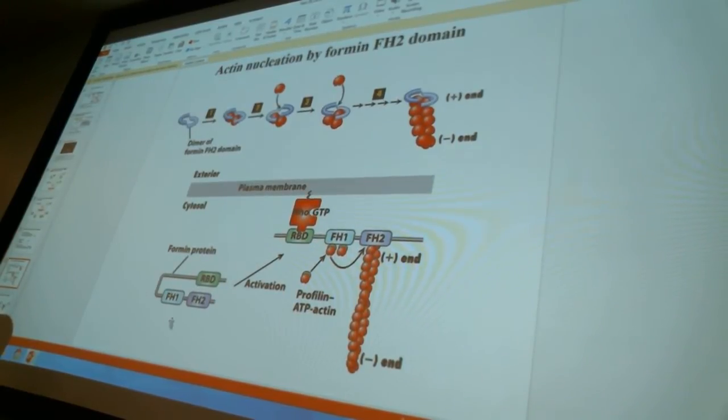And now this formin is supposed to initiate filament building. So it presents another domain, the FH2 domain, which can interact with actins. And yet there's another domain, the FH1 domain, where it recruits profilin, the second accessory protein. So you can see it's a very complicated network that is basically building actin filaments very fast.